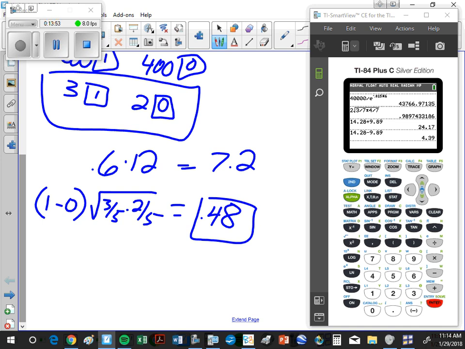Okay. What is the SE for 12 draws? So 0.48 times the square root of 12. So now what do I know?